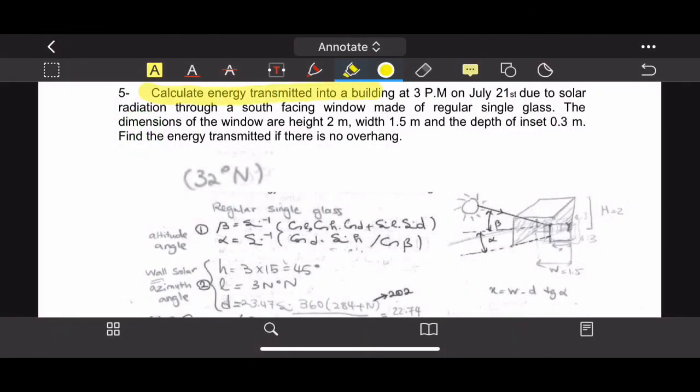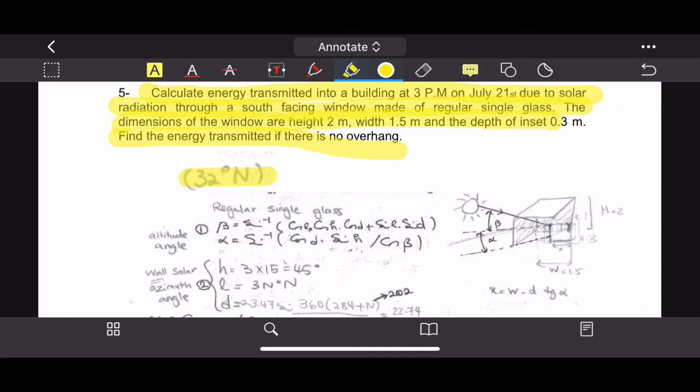Alright, question 5. Okay, the last question. Calculate energy transmitted to a building at 3 p.m. on July 21st due to solar radiation through a south-facing window made of regular single glass. The dimension of the window is 2 meter width, 1.5 height, at a depth of 0.3. Find the energy transmitted when there is no overhang. Overhang is like an awning, right? Awning outside the window. Here it says 32 degrees north.